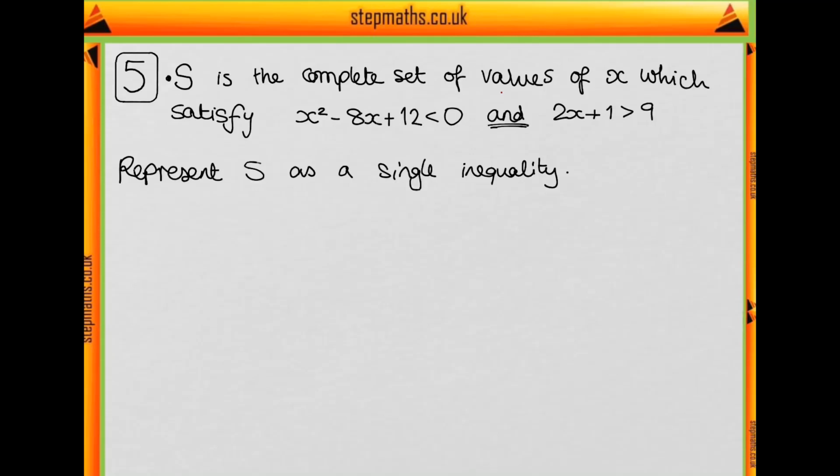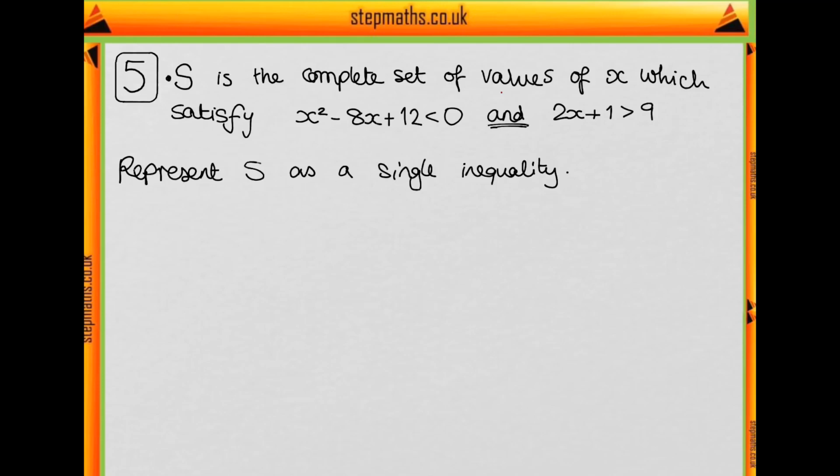This is question 5, and we're told that S is the complete set of values of x which satisfy these two inequalities: x squared minus 8x plus 12 less than 0, and also 2x plus 1 greater than 9. And we want to write the set of values as a single inequality, so we want to combine these.